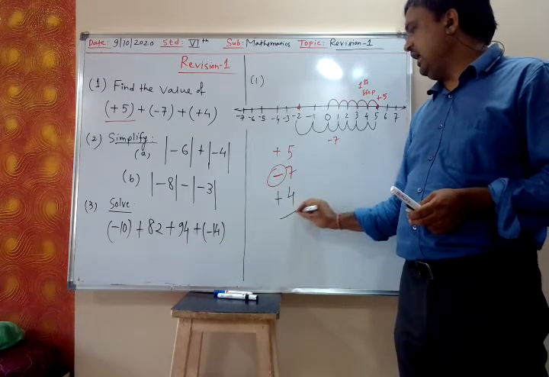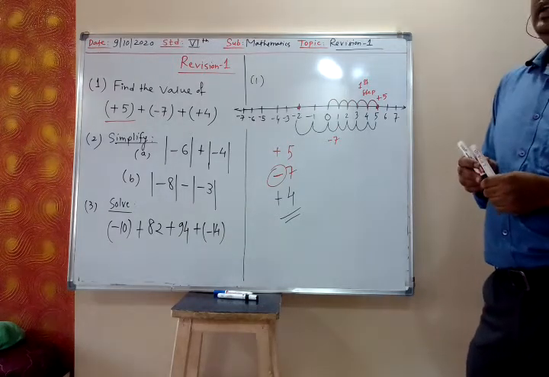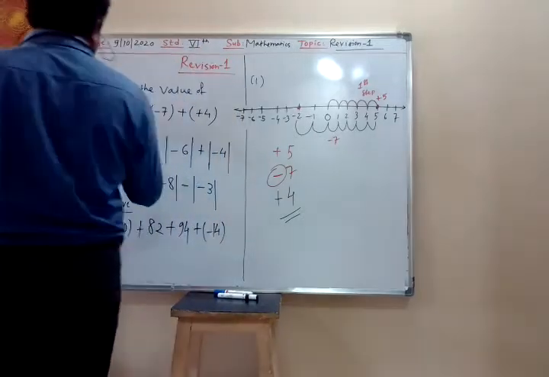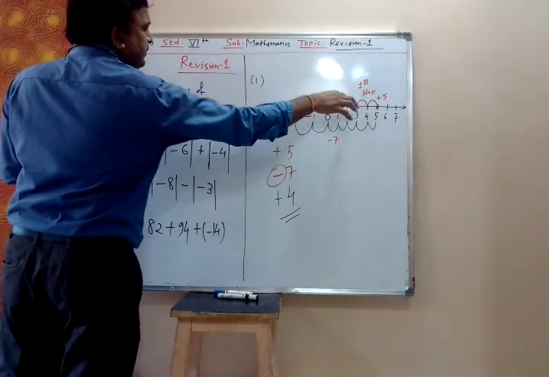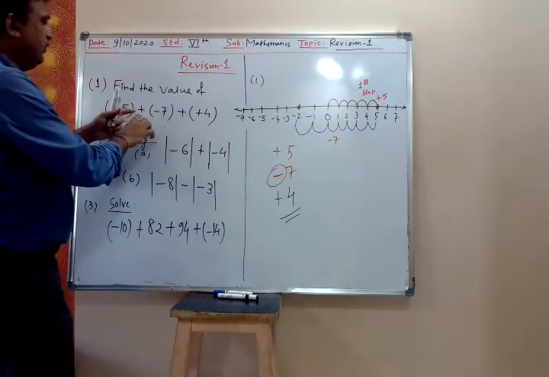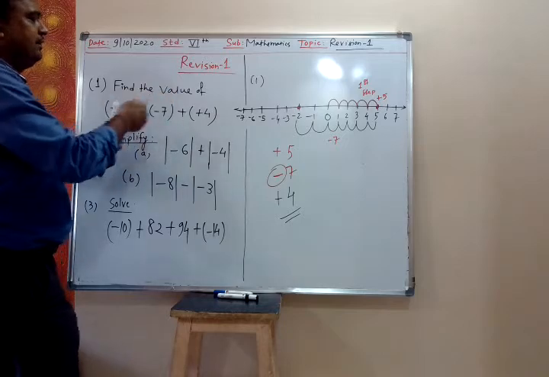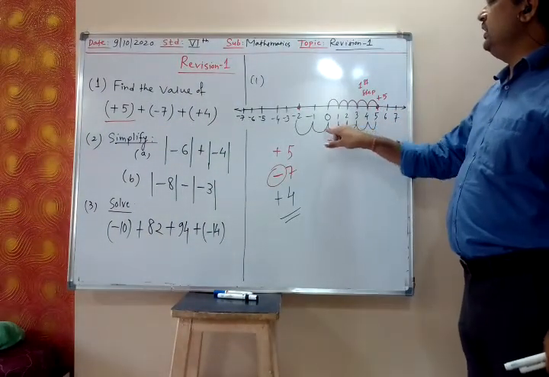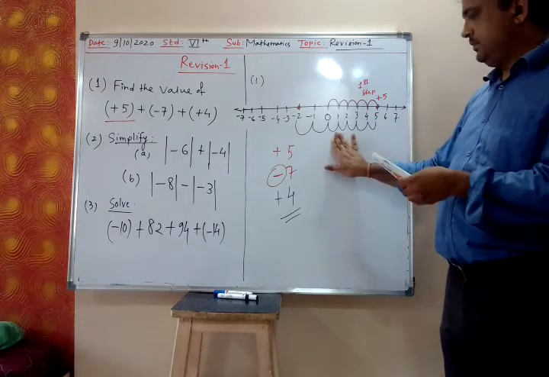Now we want to add 4. Plus 4 means? Now we want plus 4. So, plus 5, what have we done? From 0, we have moved 5 steps to the right of 0. We reach plus 5. Then for plus minus 7, you have to jump to the left. So from plus 5, I have made 7 jumps to the left. We reach minus 2.